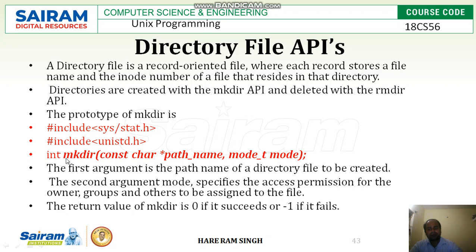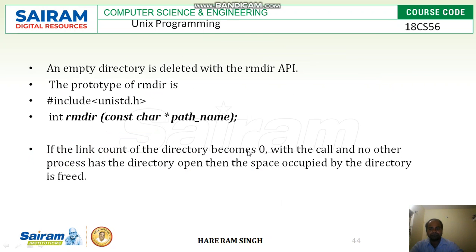The return value: its return type is integer. So the return value can be 0 or -1. If mkdir creates the directory file, then it will return 0, otherwise it will return -1.